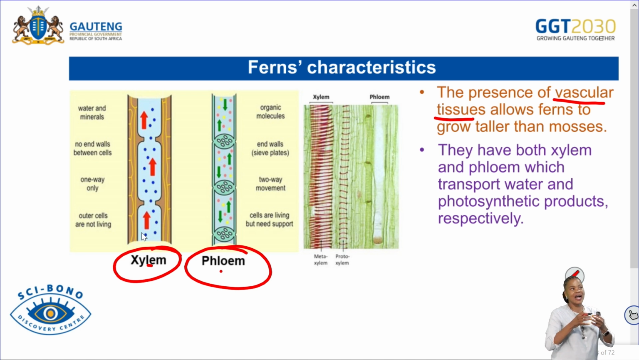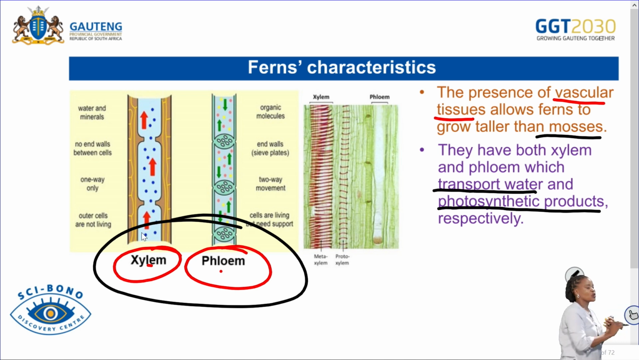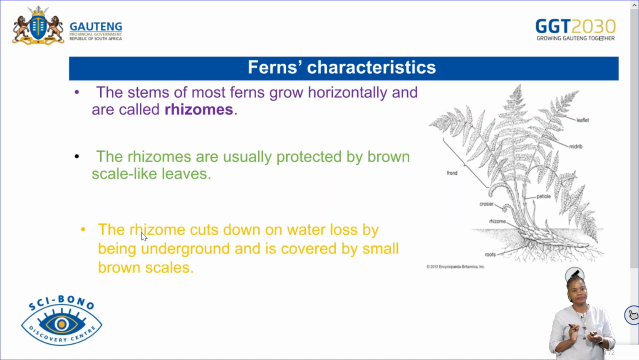That's why ferns are growing taller than what? They are growing taller than mosses. Why? Because mosses do not have these two conductive tissues. Ferns both have xylem and phloem, which transport water and also the photosynthetic products respectively. In other words, all the water and all the photosynthetic products will reach all the parts of what? Of the fern plant.